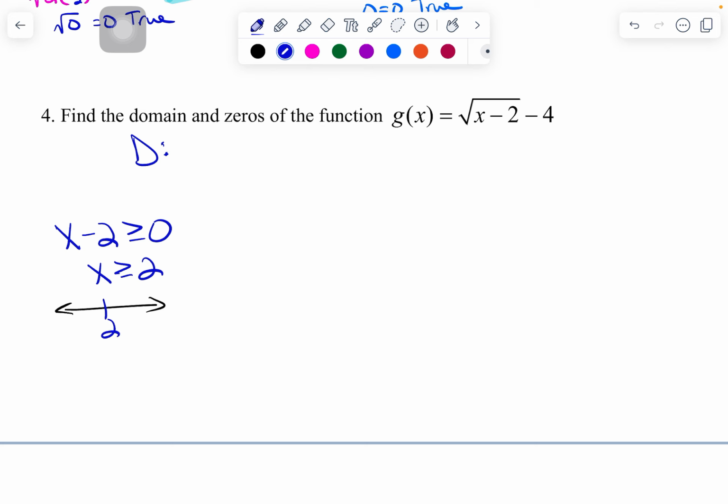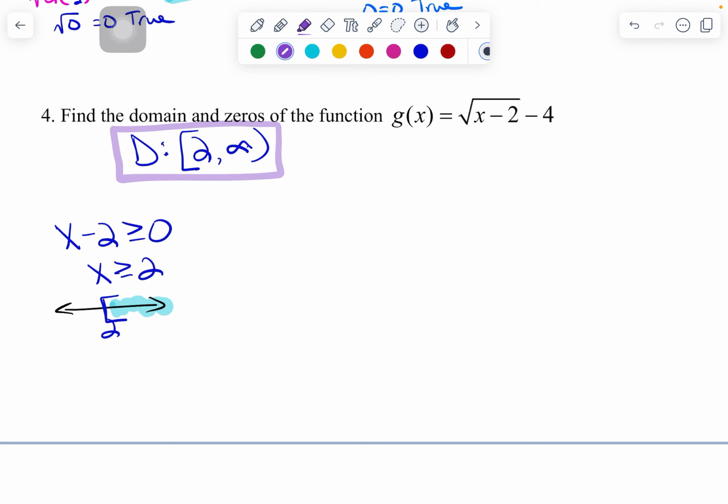If you want to throw out a number line, you can. I don't really care if you do or don't. What I care more about is that you write the interval appropriately. And so this is going to be any values that are greater than or equal to 2, so things like 3, 4, 5. So for our domain, we have 2 to infinity. Infinity takes the parenthesis there, and 2 is going to take a bracket. So that is your domain.